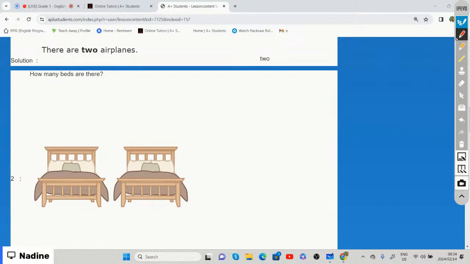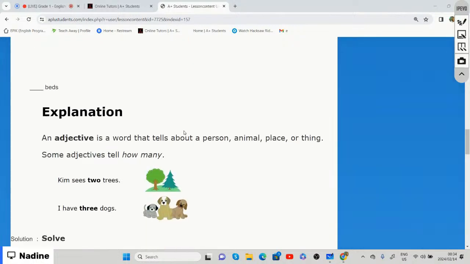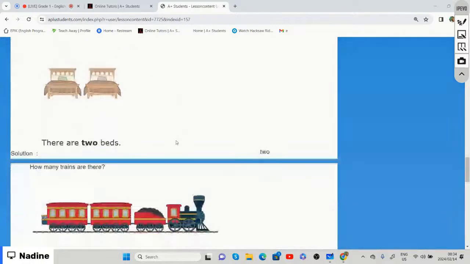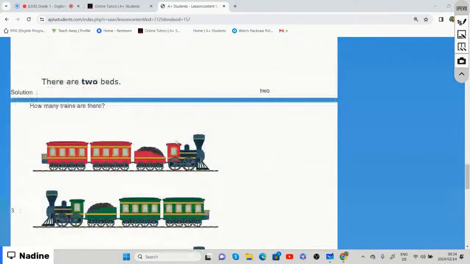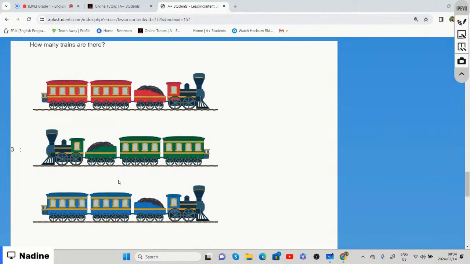So we can say, how many beds are there? And we go with there are two beds. And then also, how many trains are there? So we need to look at the trains and count the amount of trains. Not the carriages like one, two, the trains, the actual long train that carries goods and people.